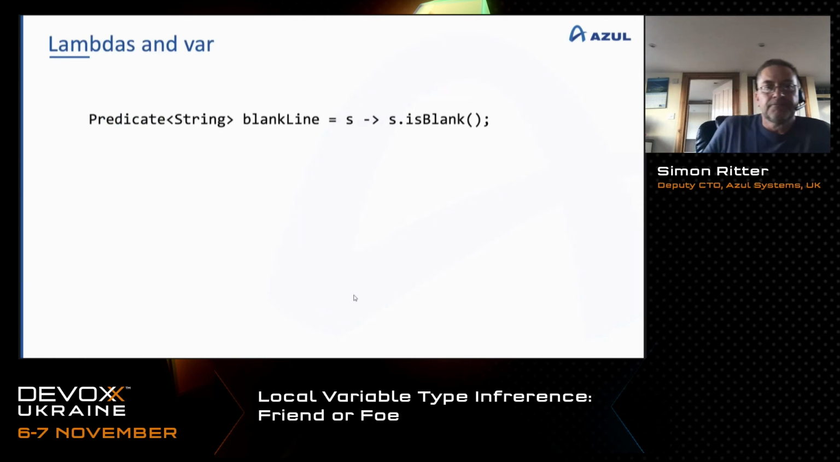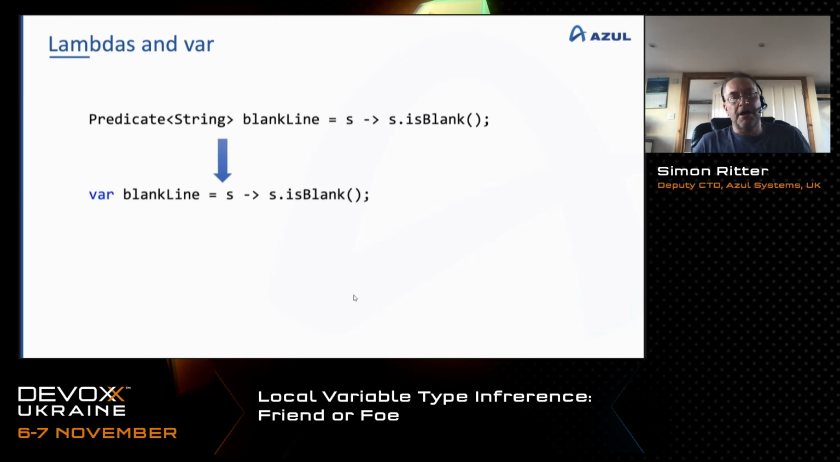Lambdas and var. Again, we can assign a lambda expression to a variable. What we have to remember here is that a lambda expression is essentially the implementation of a single abstract method that's in a functional interface. So I can do something like this. I can say predicate of type string, and I can use a lambda expression, which simply says the parameter is s, and the body of that method is return s.isBlank.